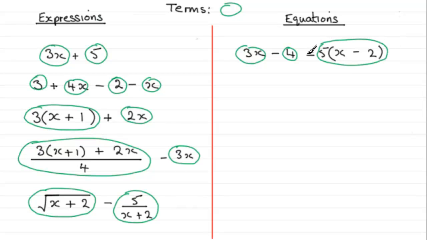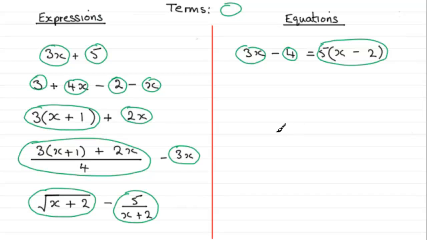A simple equation with 3 terms. X term, constant, I don't know what that is, okay? Just leave it. If we were to expand it, we would get 5x minus 10. We'd have 2 terms then. We'd have an x term and we'd have a constant.